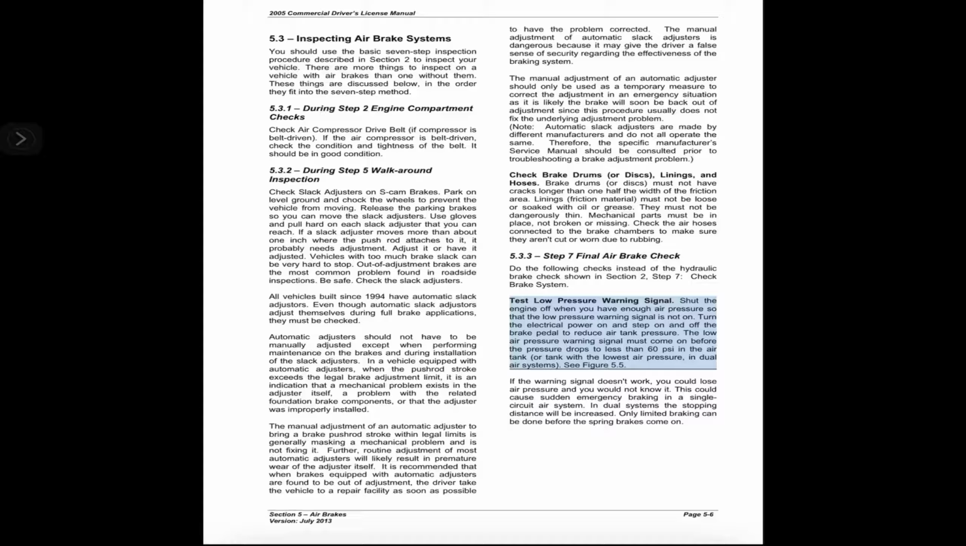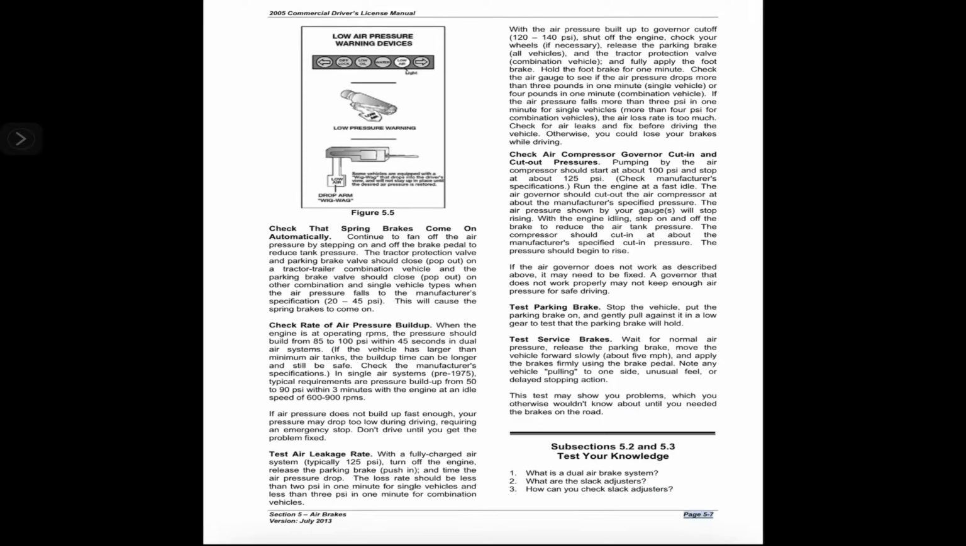The low air pressure warning signal must come on before the pressure drops to less than 60 psi in the air tank, or tank with the lowest air pressure, in dual air systems. See Figure 5.5. If the warning signal doesn't work, you could lose air pressure and you would not know it. This could cause sudden emergency braking in a single circuit air system. In dual systems, the stopping distance will be increased. Only limited braking can be done before the spring brakes come on.